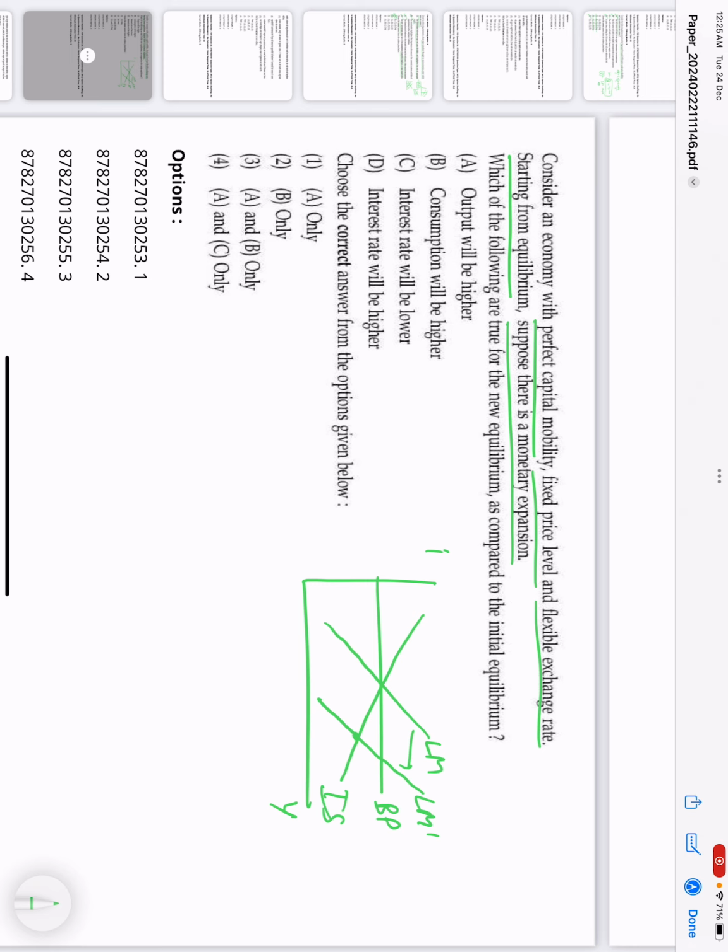Now, if the interest rate falls, our currency would depreciate. And if our currency depreciates, the IS curve should move towards the right because our exports would increase. Exports is given by X, so we would have a shift like this. So what we can see is the interest rate is the same, output has increased. Output will be higher since consumption equals A plus BY, and if Y is increased, C would also increase. Consumption will be higher. There would be no change in the interest rate, so we have A and B.